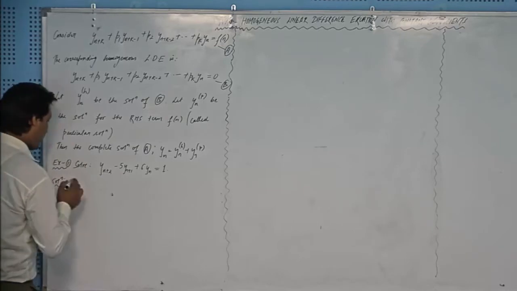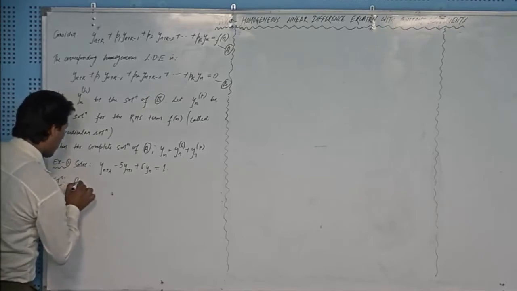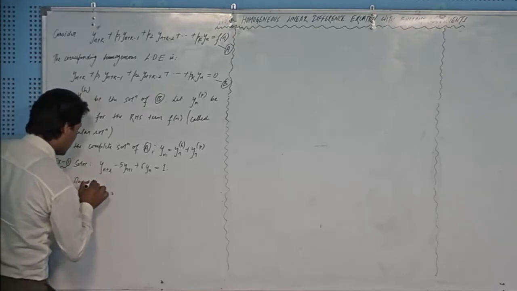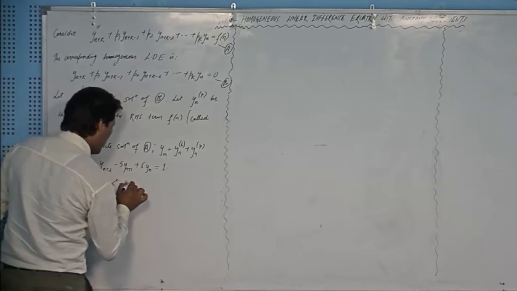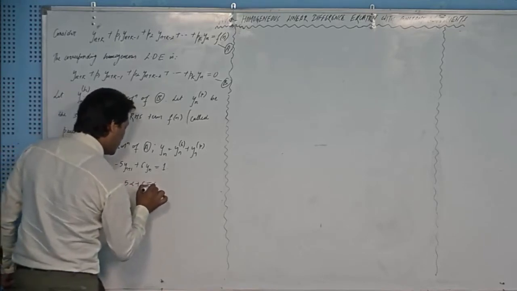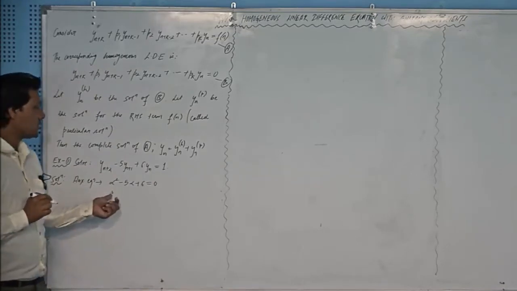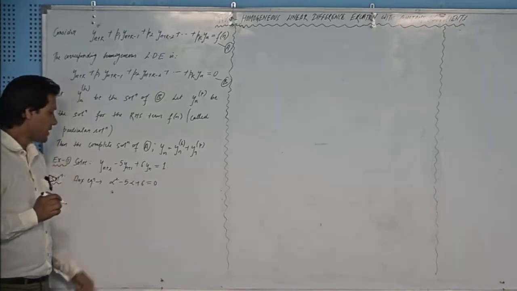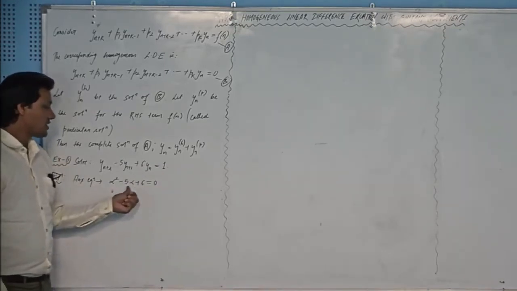Solution. The auxiliary equation, or you call it the characteristic equation, will be alpha square minus 5 alpha plus 6 equal to 0, right? And this auxiliary equation corresponds to the case when the right hand side is 0. You should know why it is alpha square minus 5 alpha plus 6.